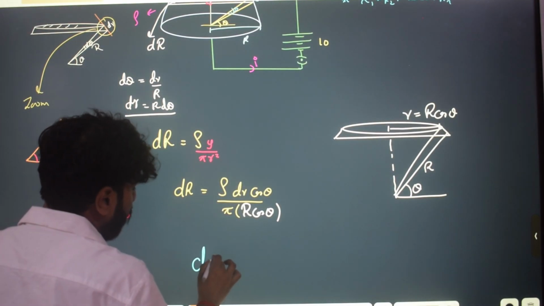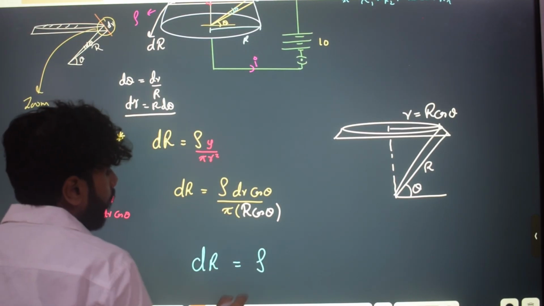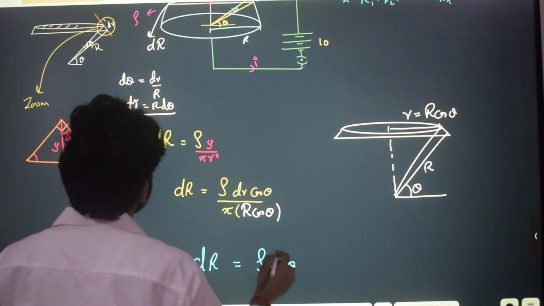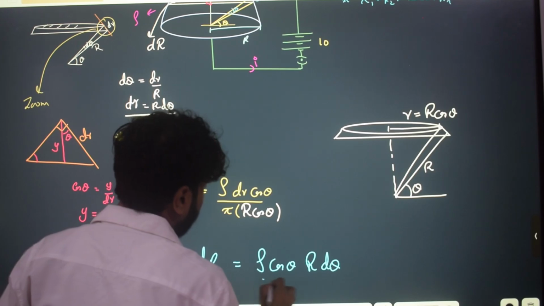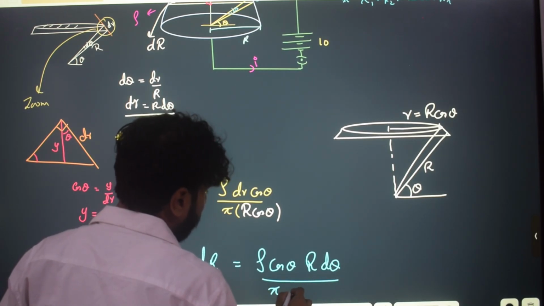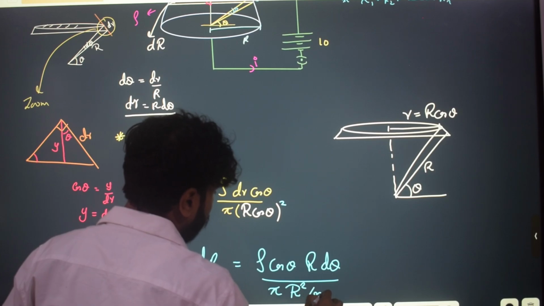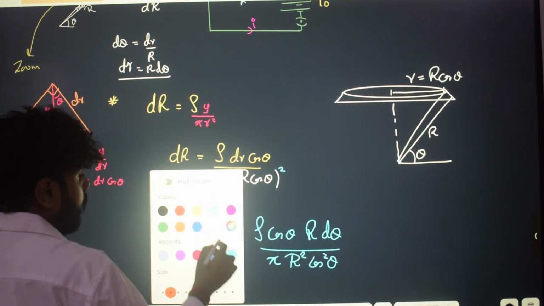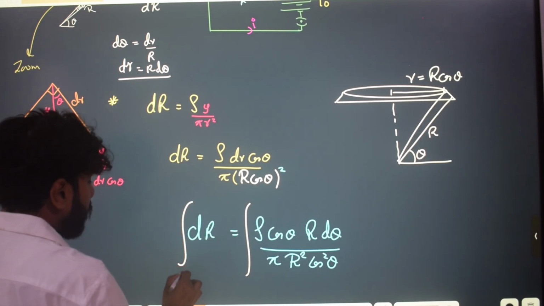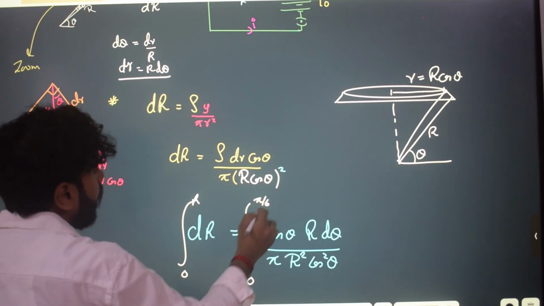Overall the equation will come out to be dR equals cos theta times, instead of dr we can write r d theta, and here we will have pi r square cos square theta. And now we can simply integrate from 0 to r and 0 to 60.